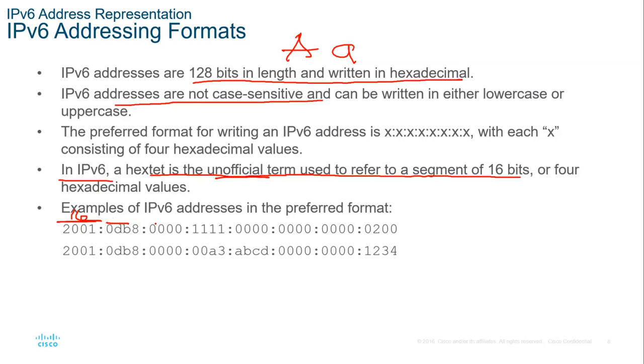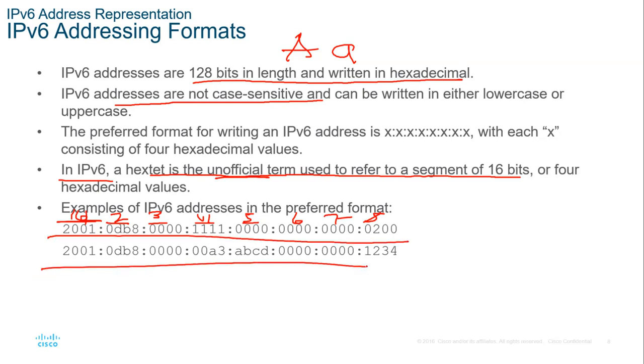So here, how many are there? Here 1, 2, 3, 4, 5, 6, 7, 8. So there are 8 hextets. As you're writing an IPv6 address, you have to make sure that you have 8 hextets. So these are the two examples, and for you to master this, you can even go ahead and try to formulate yours. Formulate your own IPv6 address different from this, but borrow the knowledge that we have here.